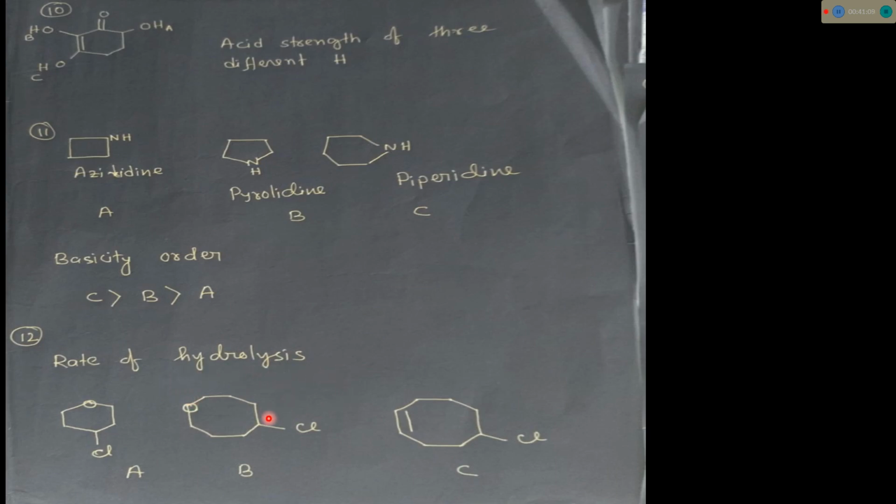So rate of hydrolysis. The main theory is that neighboring group participation will occur. In this case, the double bond will participate in neighboring group participation. In this case, the heteroatom lone pair will participate. Among these two, the rate of B is very high. It's confirmed, but among B and C, I am not sure. So try to analyze these reactions and share your answer in the comment box. So let's move to the next questions.